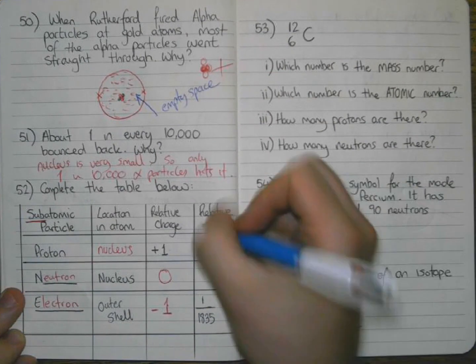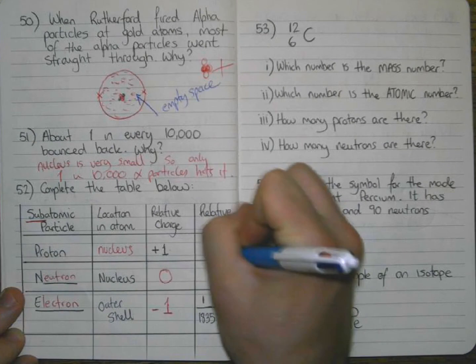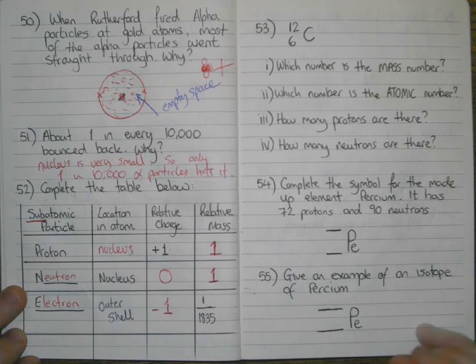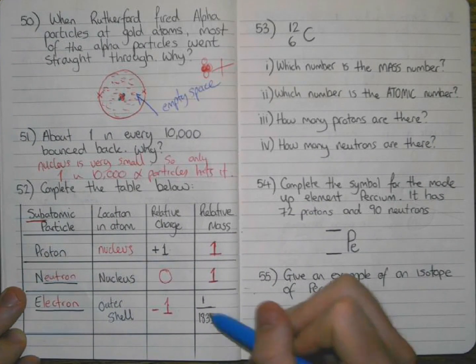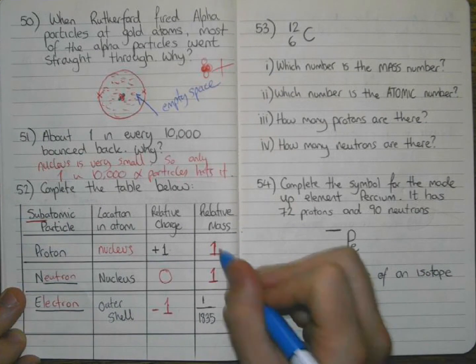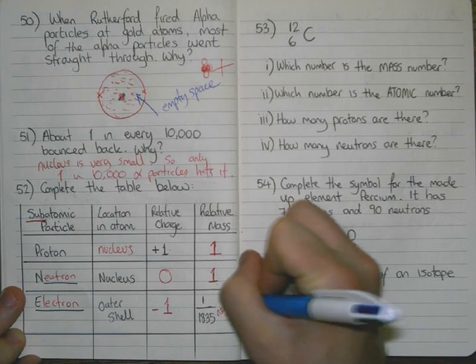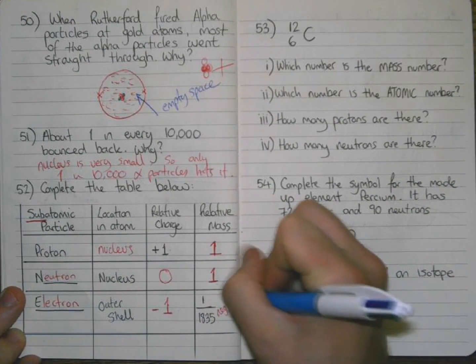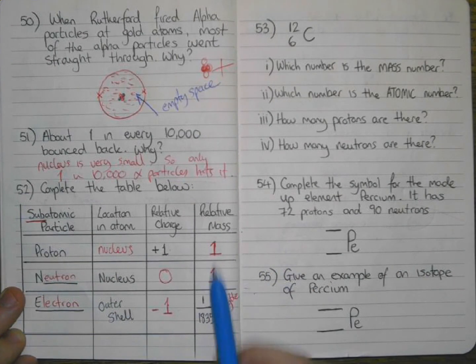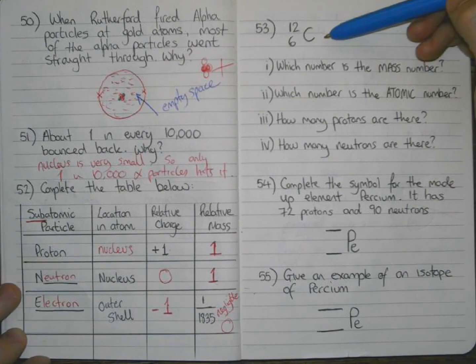What about the relative mass? If the mass of the proton is 1, then the mass of the neutron is also 1. They're pretty much the same size. The electron, however, is much, much smaller. It's about 1 in 1,835, so it's nearly 2,000 times smaller than that. Negligible means it's not even worth comparing, really. It's so much smaller than these two that you could essentially call it 0. It's not quite 0 because it does have a mass, but it's very, very small.